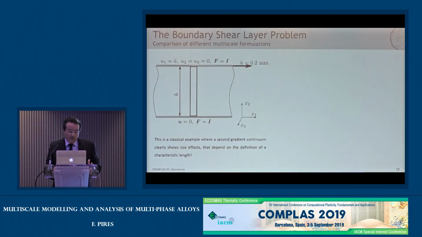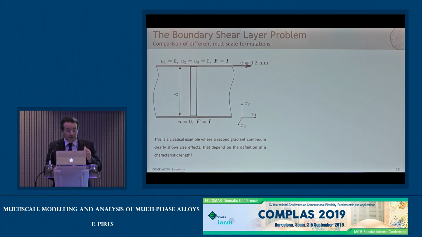In order to illustrate the differences between these formulations, I'll use a very classical problem which has been published and presented many times. This is the boundary shear layer, which is a material layer with a height h, and in the other two directions it has an infinite length.